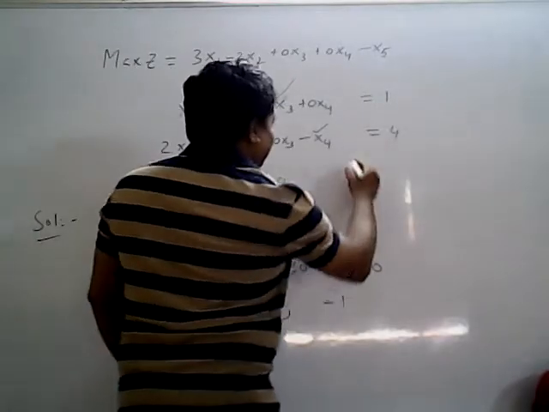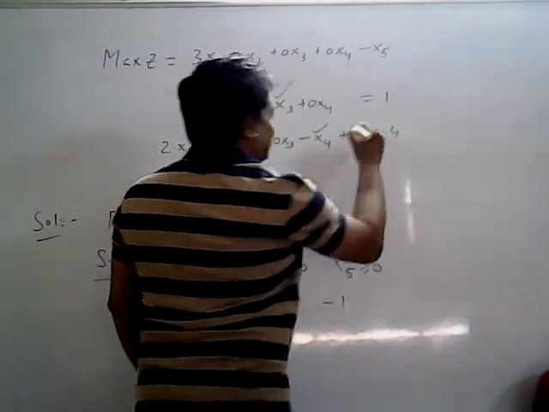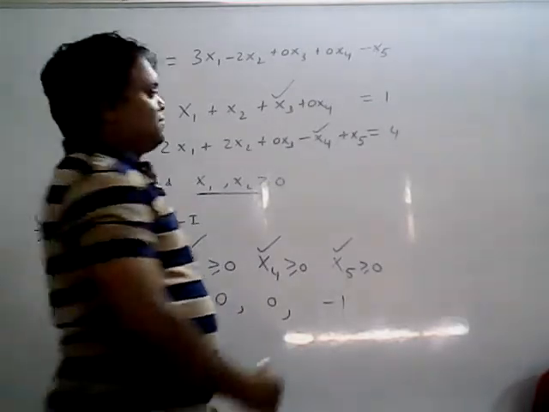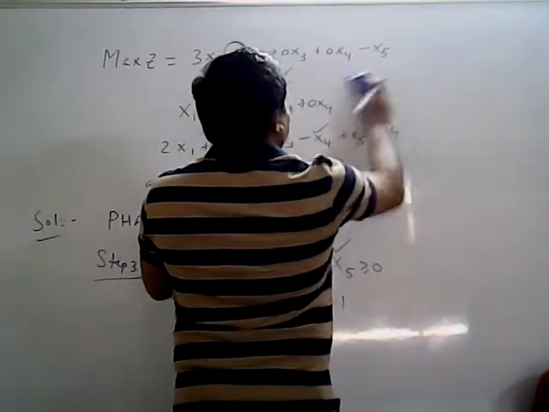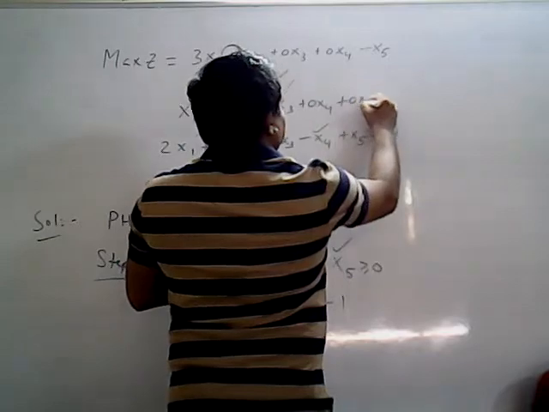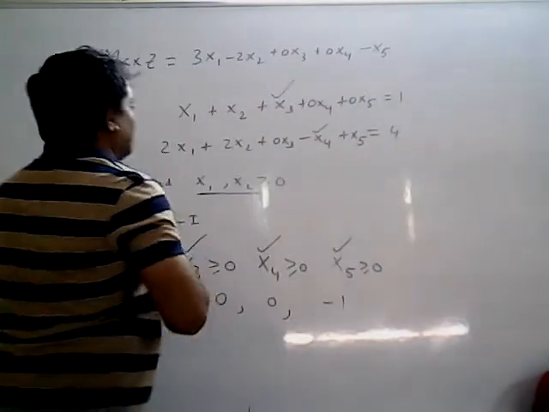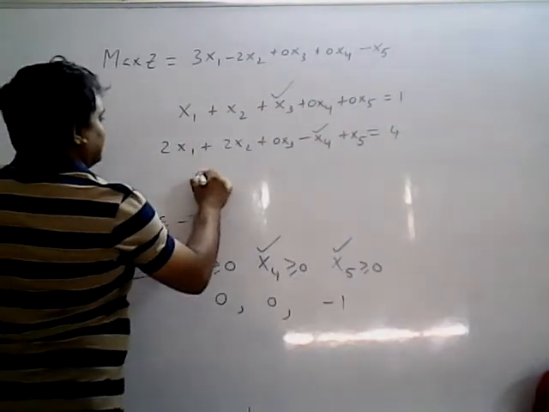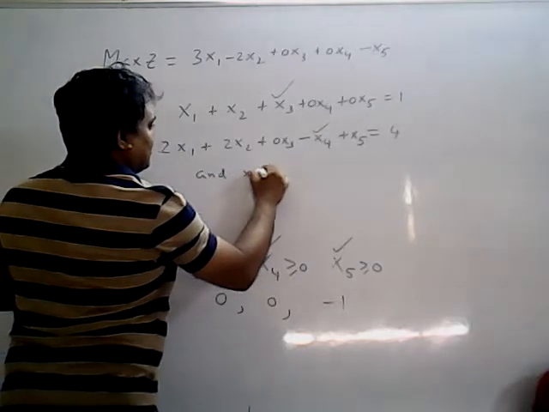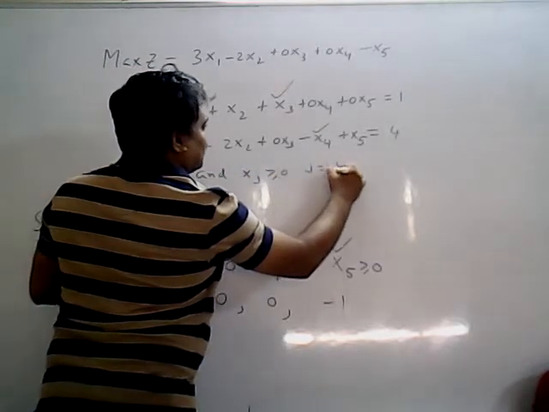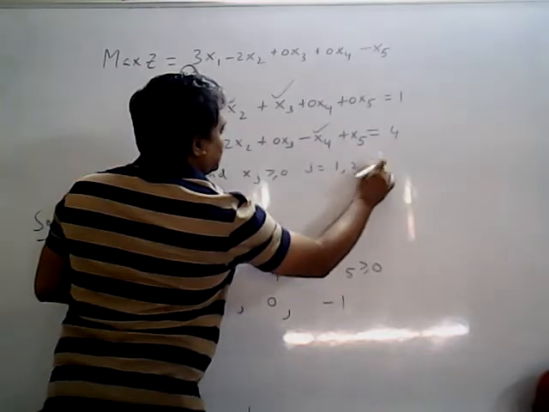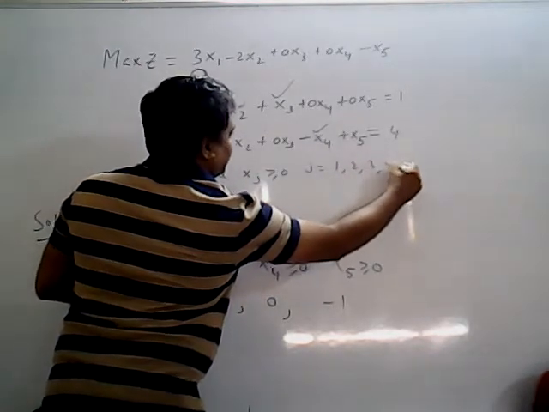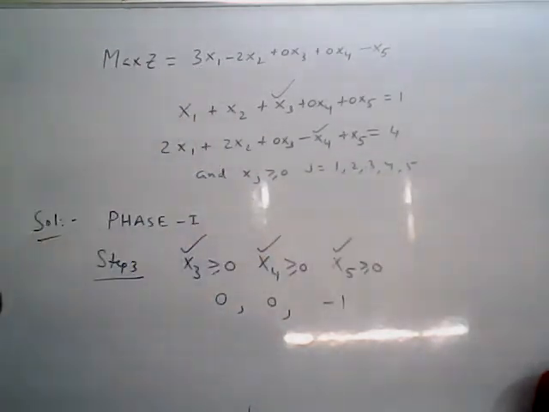What is that artificial variable? x5. x5 is added. An artificial variable is always added, so plus x5. What is the x5 value here? 0x5 is equivalent to 1. Now how many variables are there? x is greater than or equal to 0, j equal to 1, 2, 3, 4, 5.